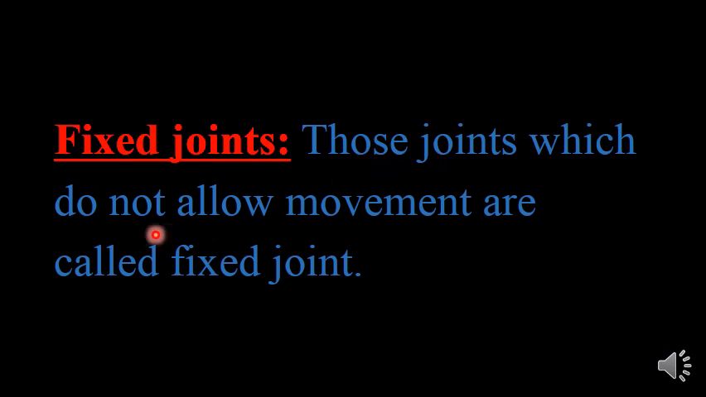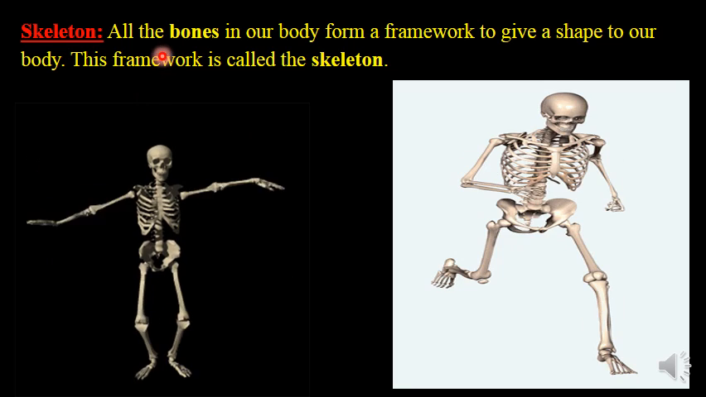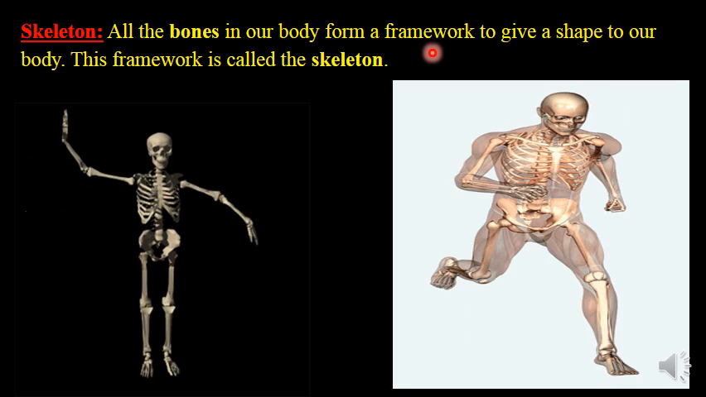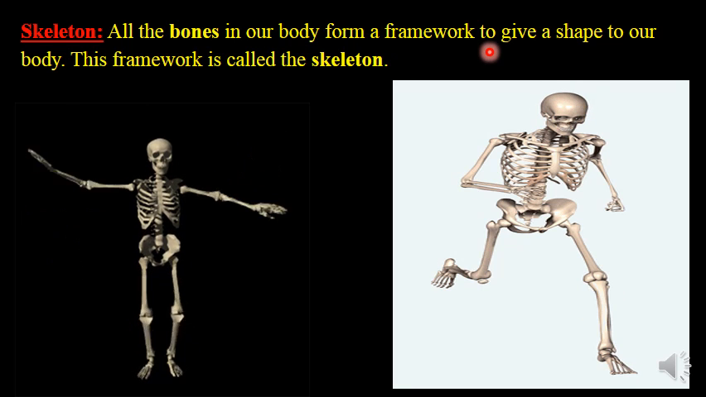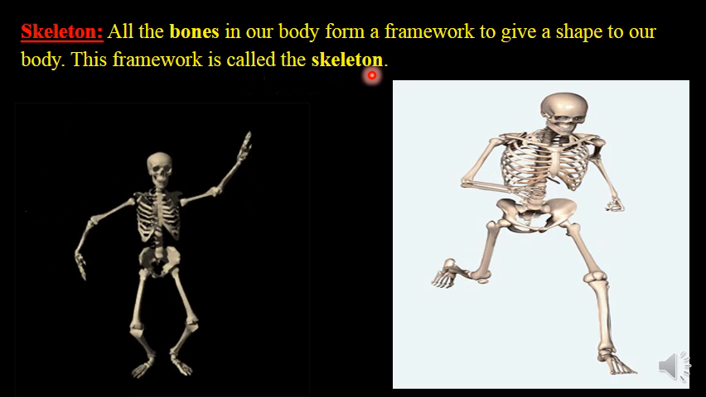Those joints which do not allow movement are called as fixed joints. Here there are so many different joints which do not allow any movement in the bones. They are already fixed. So we are going to discuss about fixed joints. First one is skeleton. All the bones in our body form a framework to give a shape to our body. This framework is called as skeleton.